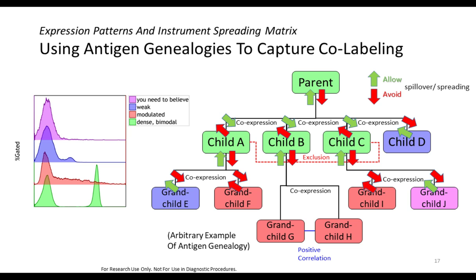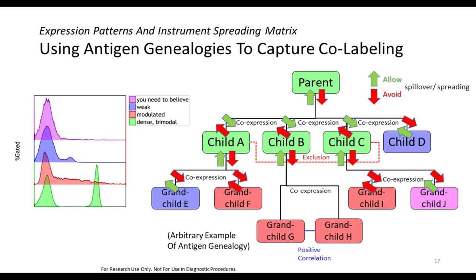Let's have a look at a certain element of the hierarchy to understand how this works now. Let's take child A. Child A has an arrow going out of the antigen. So we want to avoid spillover from child A to other members of the same hierarchy level, whereas the green arrow indicates that child A could tolerate spillover, and that is based on the nature of the expression profile that we see on the left.